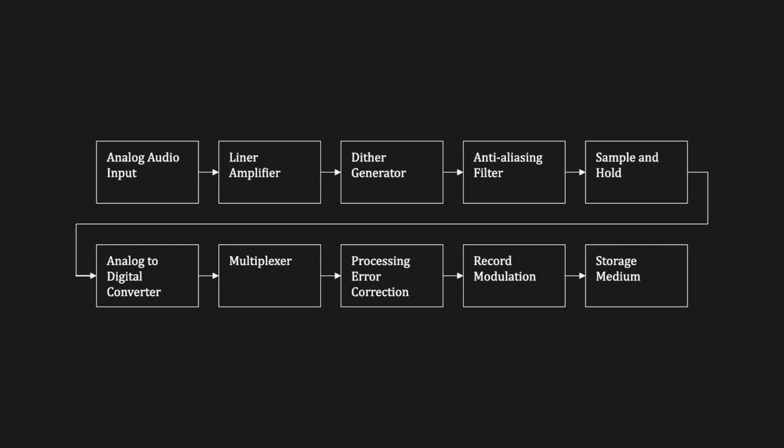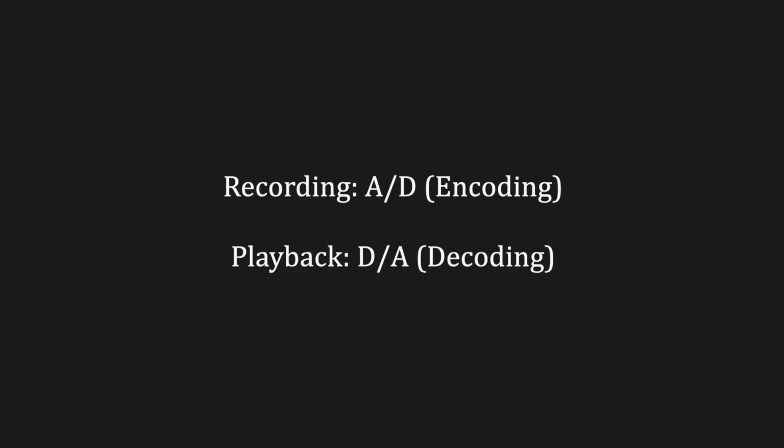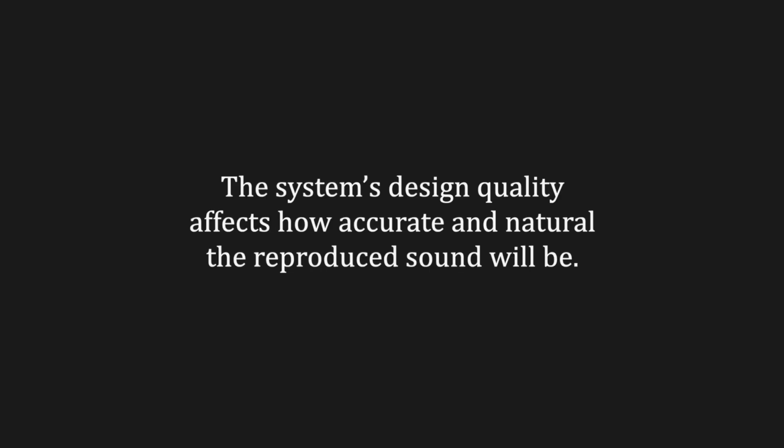In a linear PCM (L-PCM) system, the analog sound is first filtered, then sampled over time, and its amplitude is quantized by an analog-to-digital converter, AD. During playback, the digital data is decoded, corrected for errors, and passed through a digital-to-analog converter, DA, and low-pass filter to rebuild the analog sound wave. Essentially, an audio digitization system is a two-step process. It converts analog audio into digital data for storage or transmission and then converts it back to analog for playback. Though it sounds simple, the system's design quality is crucial, as it directly affects how accurate and natural the reproduced sound will be.